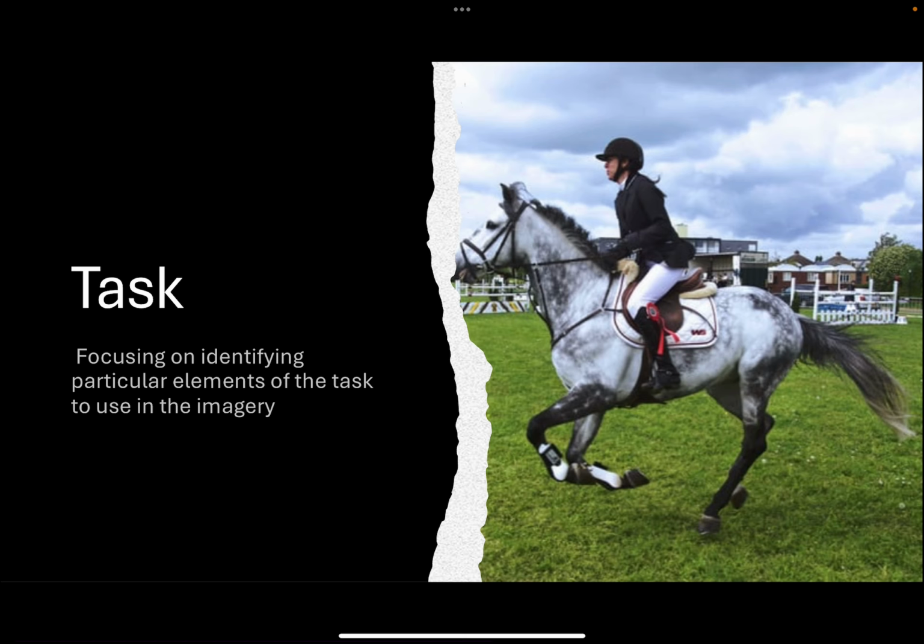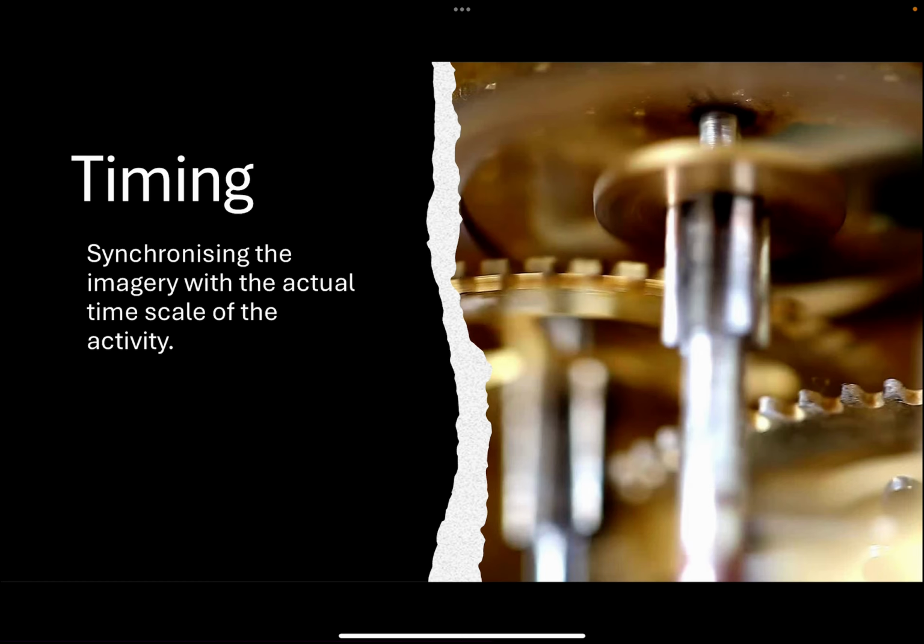Next is task. This means focusing on identifying particular elements of the task to use in the imagery, making sure that you have a clear intention for your imagery use. And then the second T is for timing. This is synchronizing the imagery with the actual time scale of the activity. For example, if you're practicing a dressage test, don't just whiz through the entire test really quickly. Break it up into chunks and imagine riding the movement in real time.